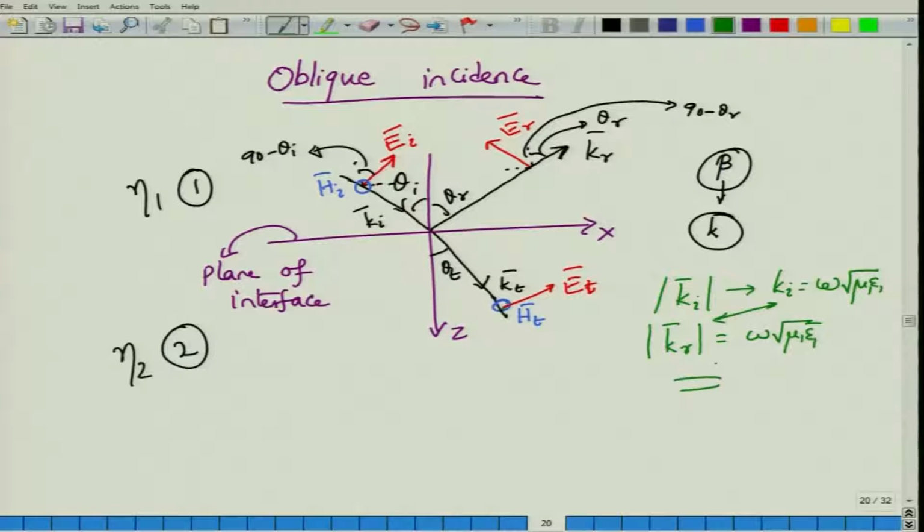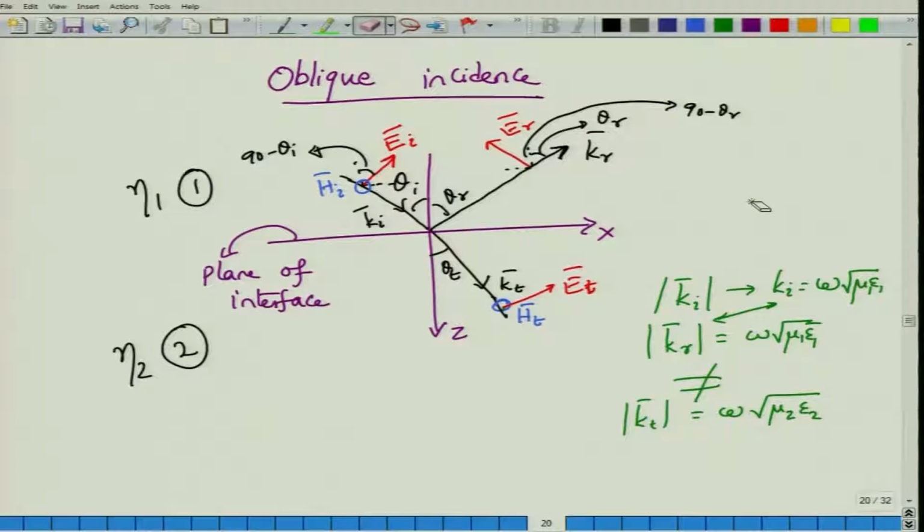But these two are certainly not equal to the magnitude of the transmitted wave vector, because the transmitted wave vector will be related to the constituent parameters of the second medium. So it will be equal to omega times square root of mu 2 epsilon 2. Please keep these relationships in mind. We will have use for these equations shortly.